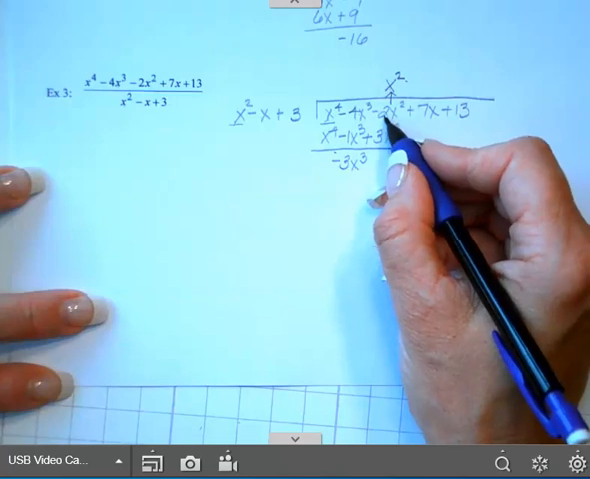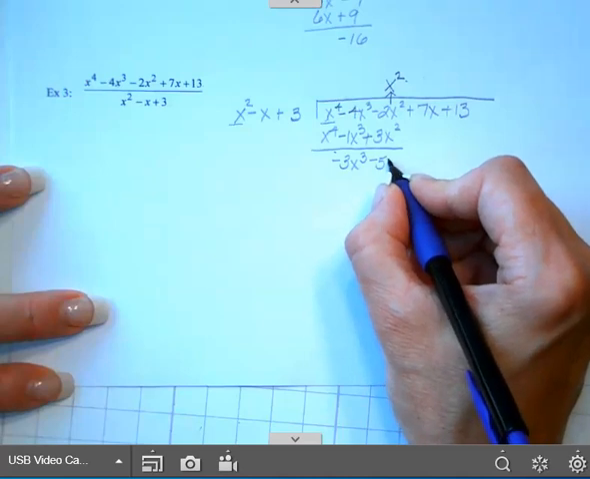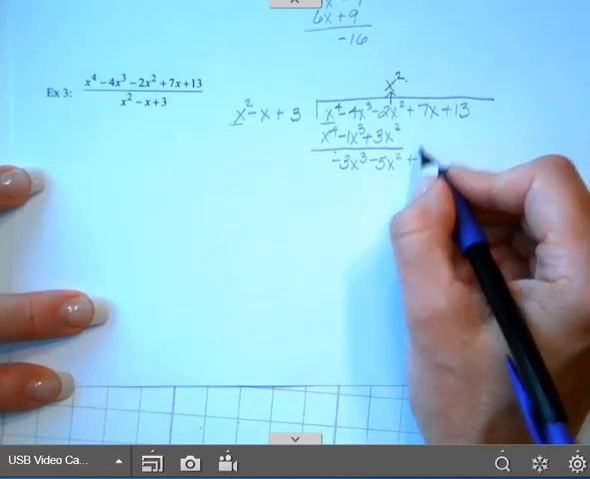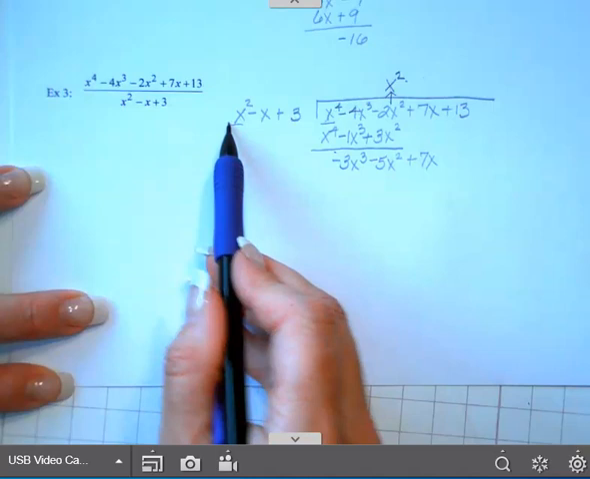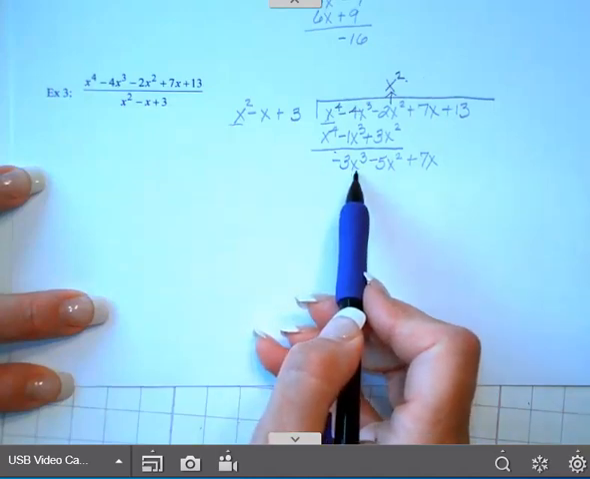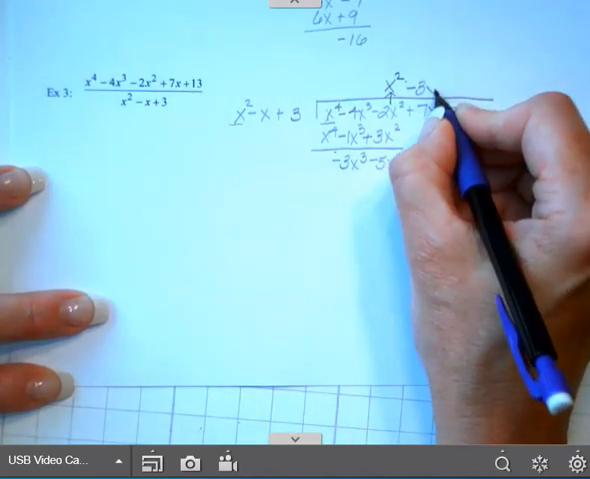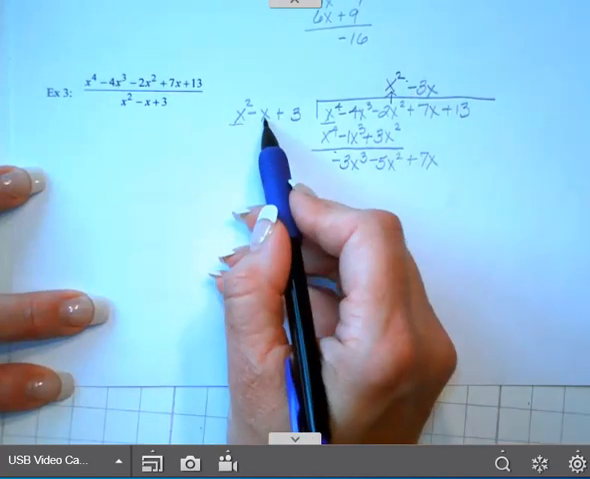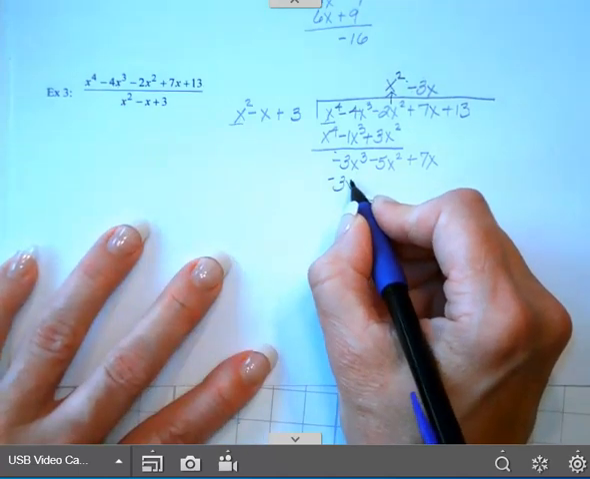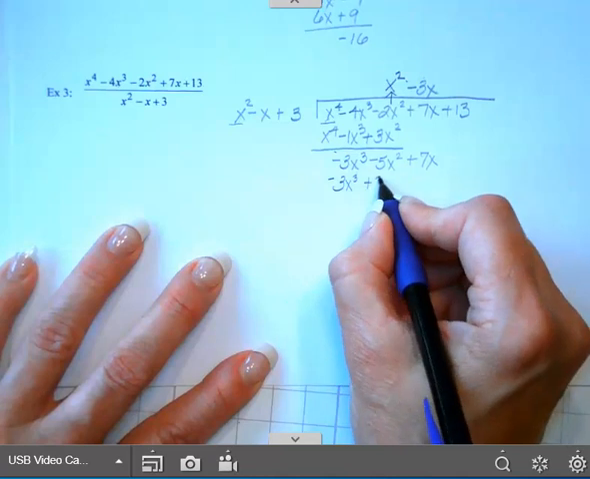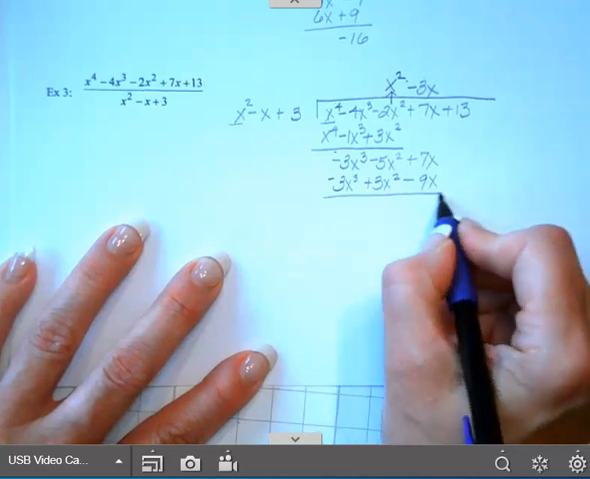And then I need to subtract these, so this is negative 2x squared minus 3x squared, which gives me minus 5x squared. And then I need to drop down my 7x. And now x squared times what gives me negative 3x to the 3rd, and that's going to be minus 3x. Multiply minus 3x with all 3 of these terms and list them underneath here. So that's going to be negative 3x to the 3rd plus 3x squared minus 9x.